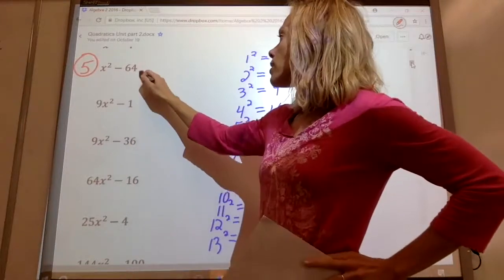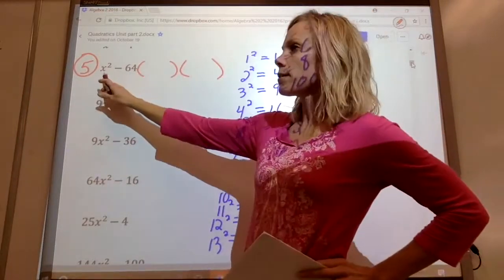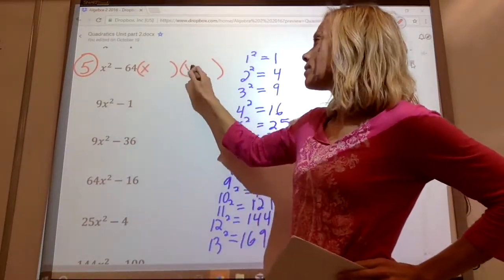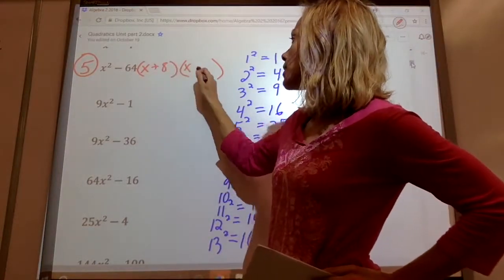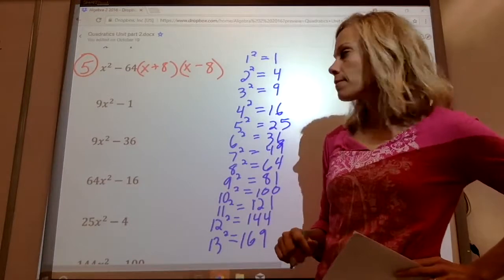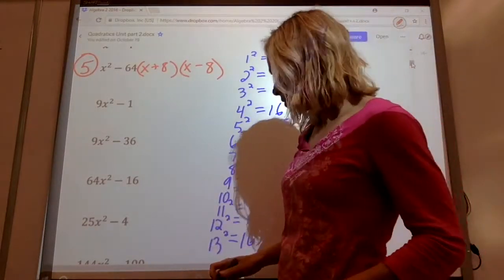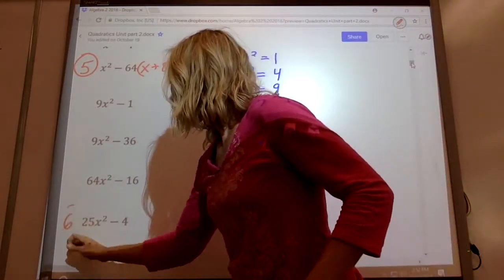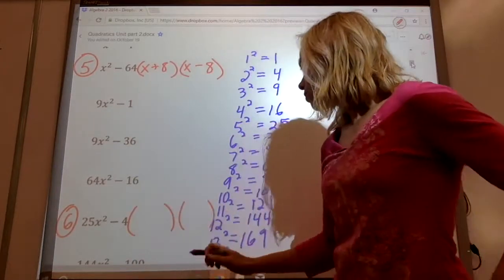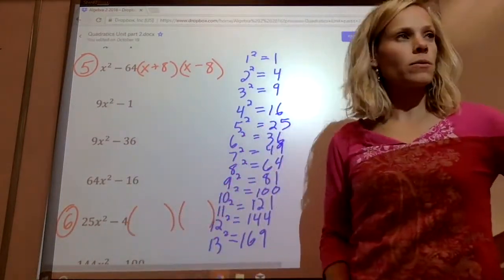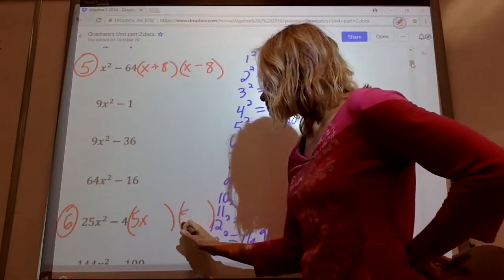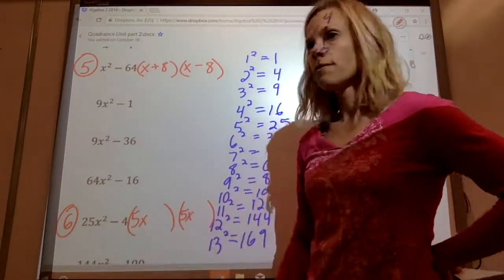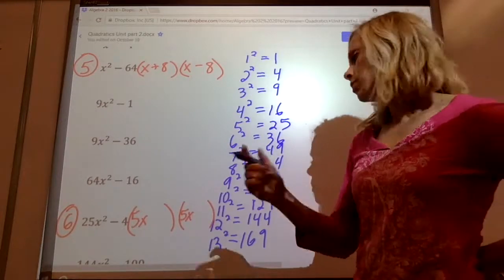Okay. What do I square to equal x squared? What squared equals 64? So I'd go plus 8, minus 8. Let's try this one. What squared is 25x squared? 5x. So it'll be 5x and 5x. What squared is negative 4? 2 and negative 2.